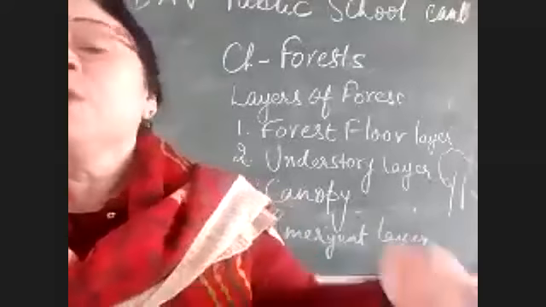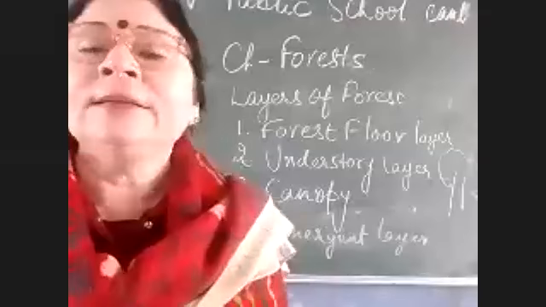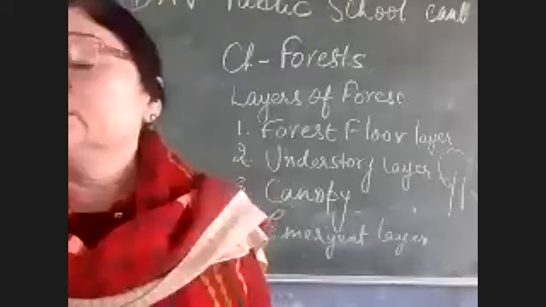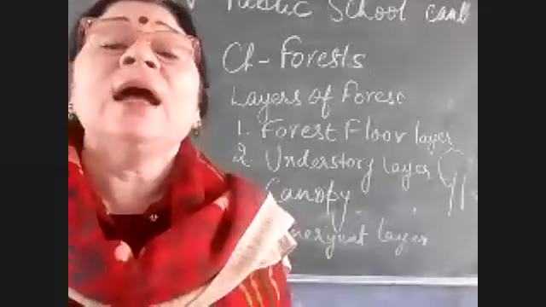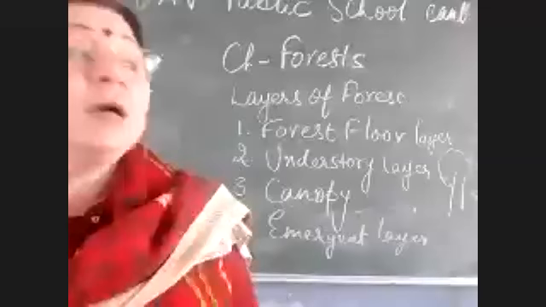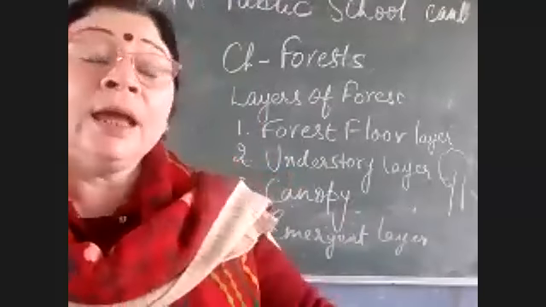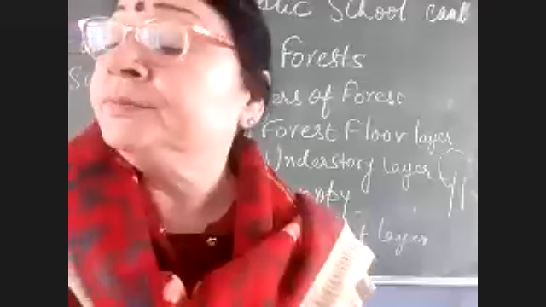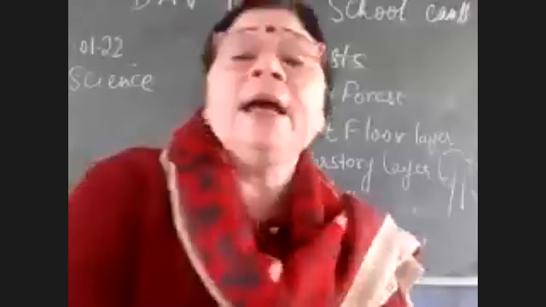First step is your forest floor, which is found at the ground. Second is understory, just above that, that is your herbs. Then after that comes your canopy, that is bushy or shrub plants, and then emergent, which is very tall and forms a very outer covering for the whole layer, and it is the tallest trees found in the forest. Now, children, till here, does anyone have any doubt, any confusion?